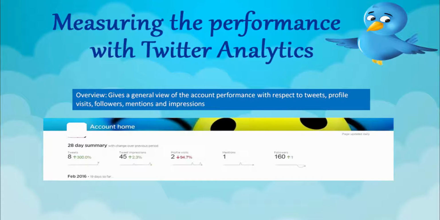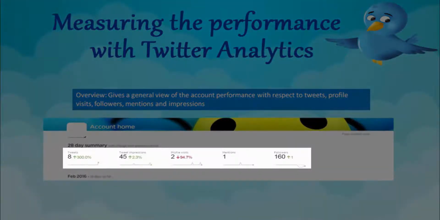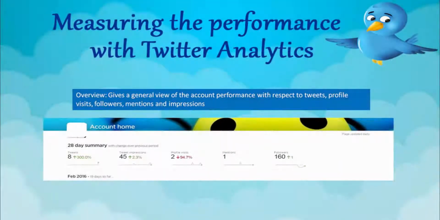When you enter the Twitter Analytics account, after logging in, you will see the overview, which will give you a general performance report about the tweets, the visits that people have done on your profile, about your followers, mentions and impressions. This entire information is available for a period of 28 days.